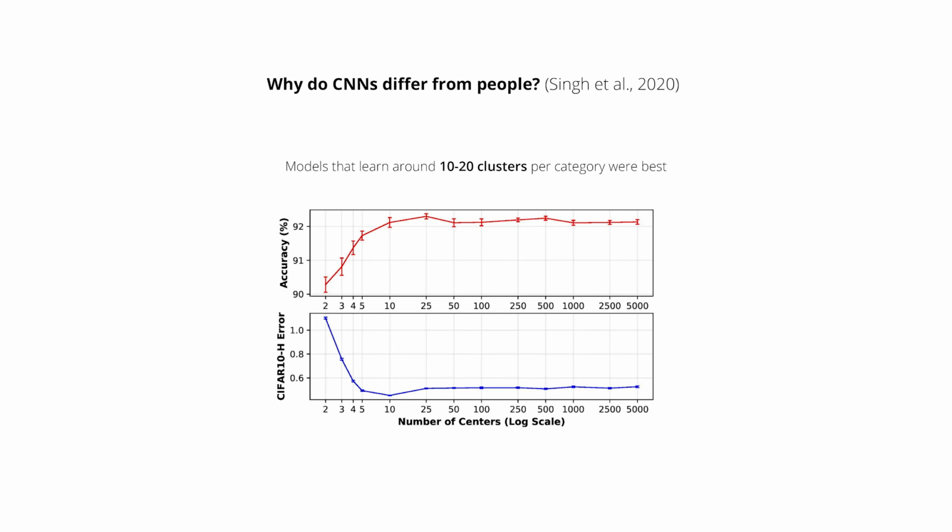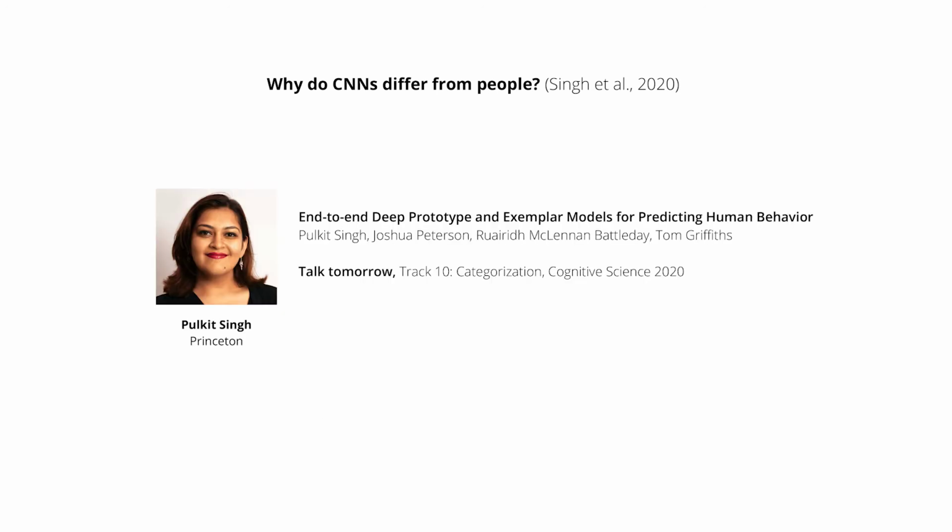Next, by varying the number of clusters, where one cluster is a prototype and a cluster per data point is an exemplar model, we see that neither prototype nor exemplar models won out. Instead, models that represent categories using about 10 to 20 clusters were best, both in accuracy and fit to people, providing evidence that models with medium complexity may be the best for natural images. If you want to see more detailed results from this paper, or hear more about the model formulations, you can stop by the full talk by the lead author tomorrow in the categorization track.